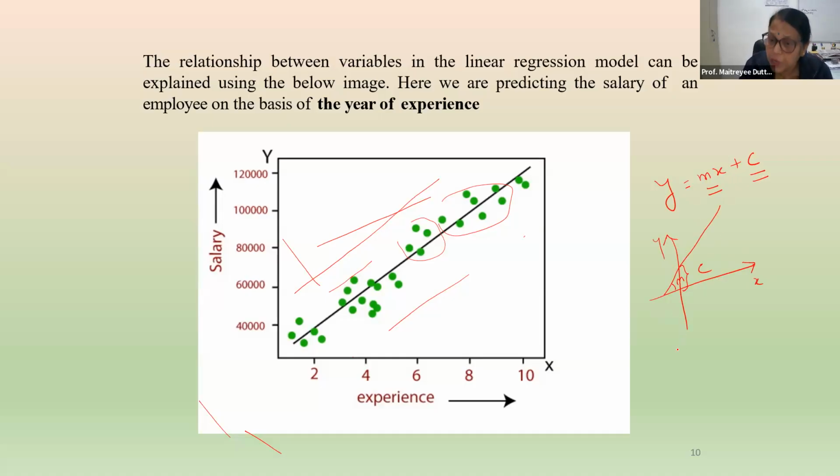Here also, for the equation, we will do like this only. We will use, for example, beta 1 x plus beta naught. Beta 1 will be your slope, beta naught will be the intercept, right? This is your slope, and where the line cuts the axis is your intercept. If it is cutting at the origin, that means your intercept is 0, right?